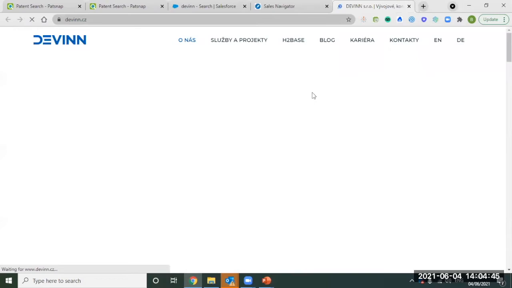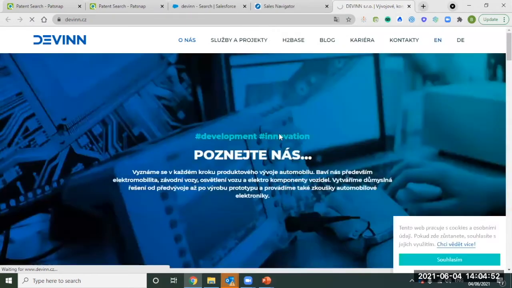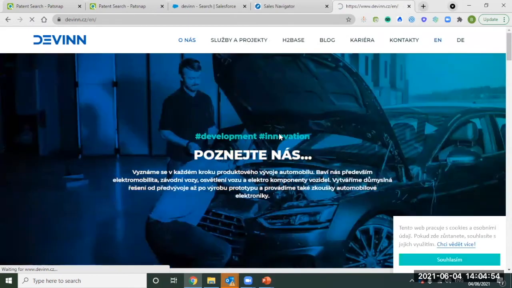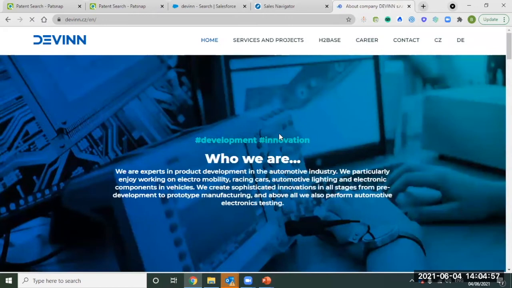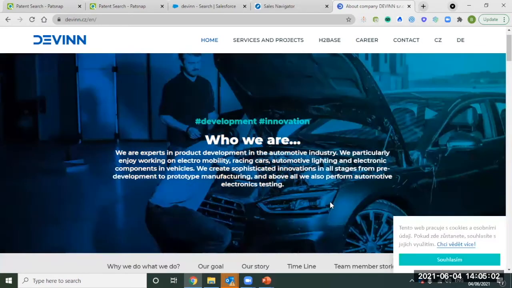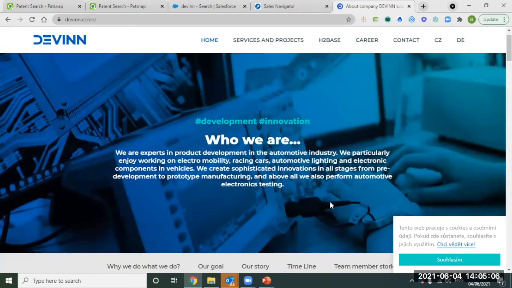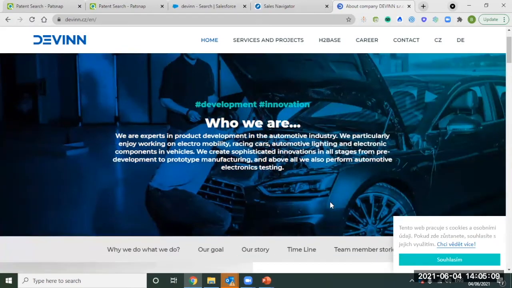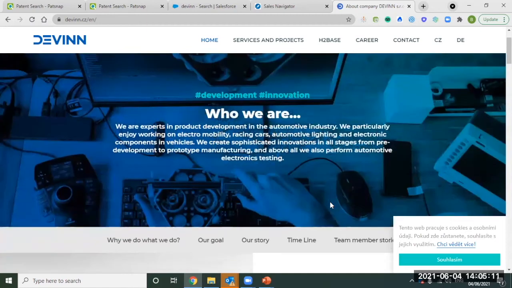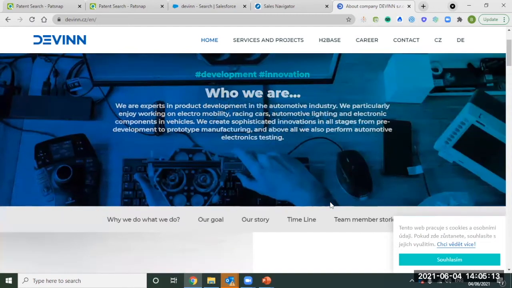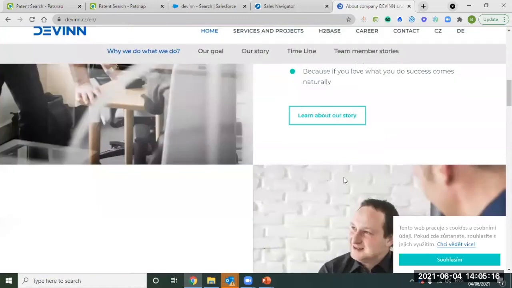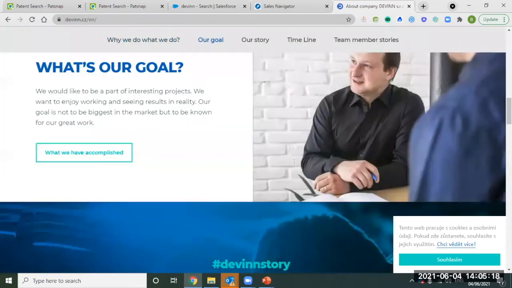So we can put this page into English. Okay, who we are. We are experts in product development in the automotive industry. We particularly enjoy working on electric mobility, racing cars, automotive lighting, electronic components in vehicles. We create sophisticated innovations in all stages from pre-development, prototype, manufacturing. Above all, we also perform automotive electronic testing. Brilliant, great. This seems like an innovative company focused on technology in the automotive industry.